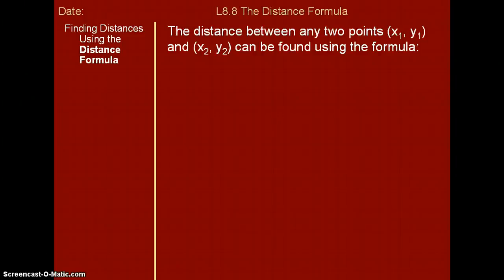So the distance formula says the distance between any two points, (x1, y1) and (x2, y2), can be found using the formula. Earlier today someone had asked, is this just like slope? And no, it's actually not just like slope.